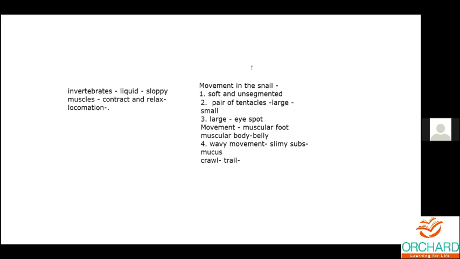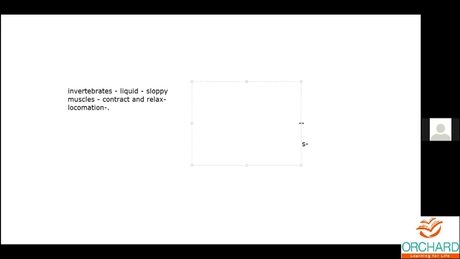Good. Now we'll move on to the question and answer session. Just tell me, does a snail belong to the vertebrates or the invertebrates? Very good. They belong to the invertebrates. What is the slimy layer of the snail called? Good. It is called mucus.